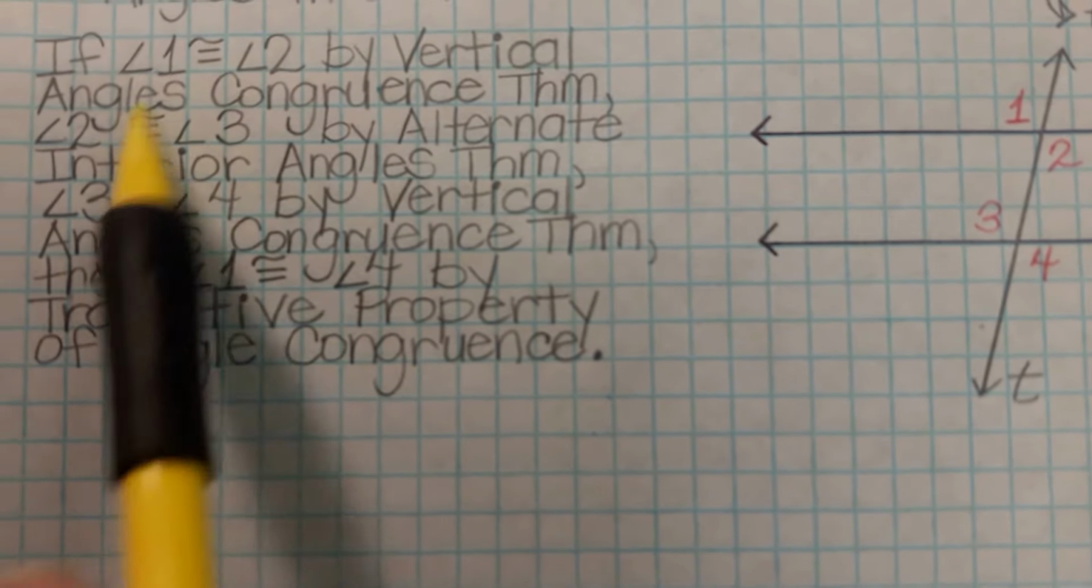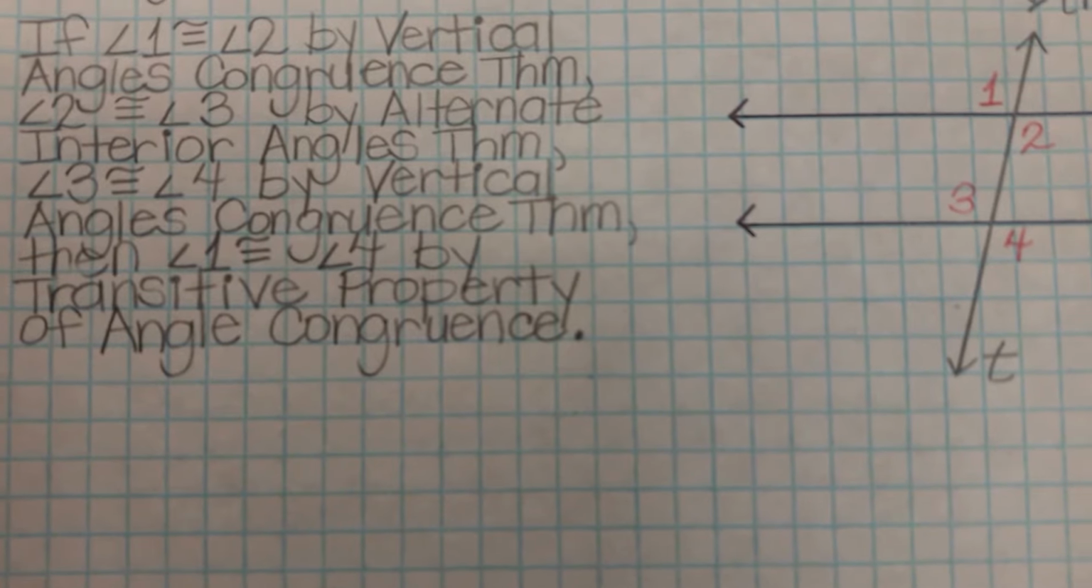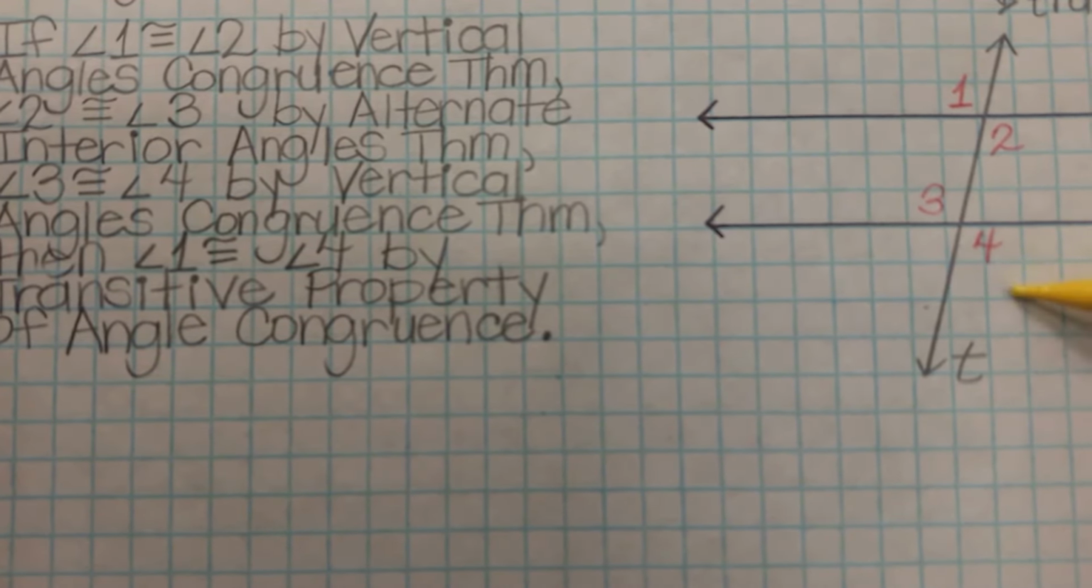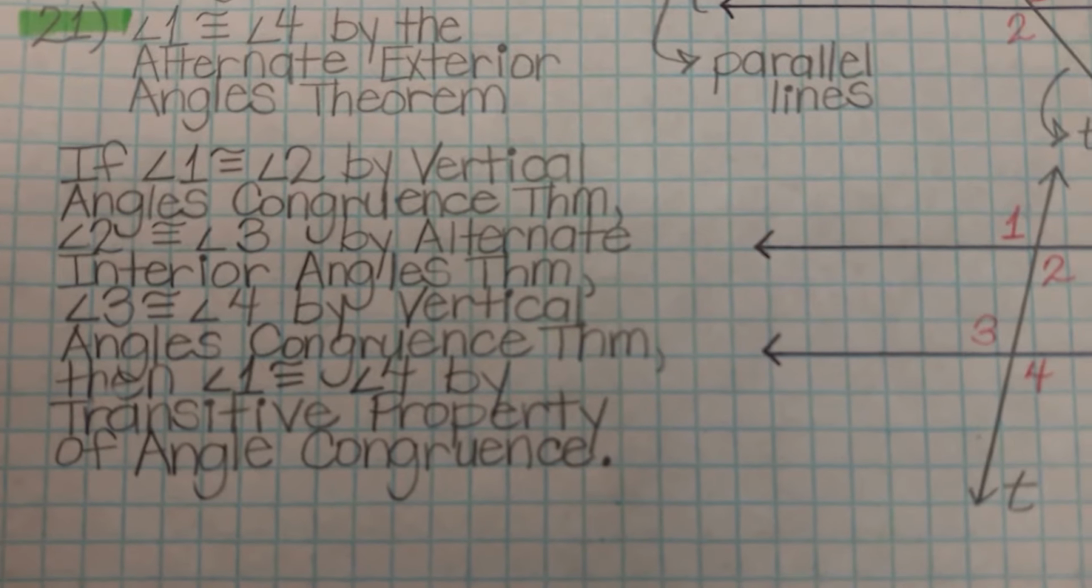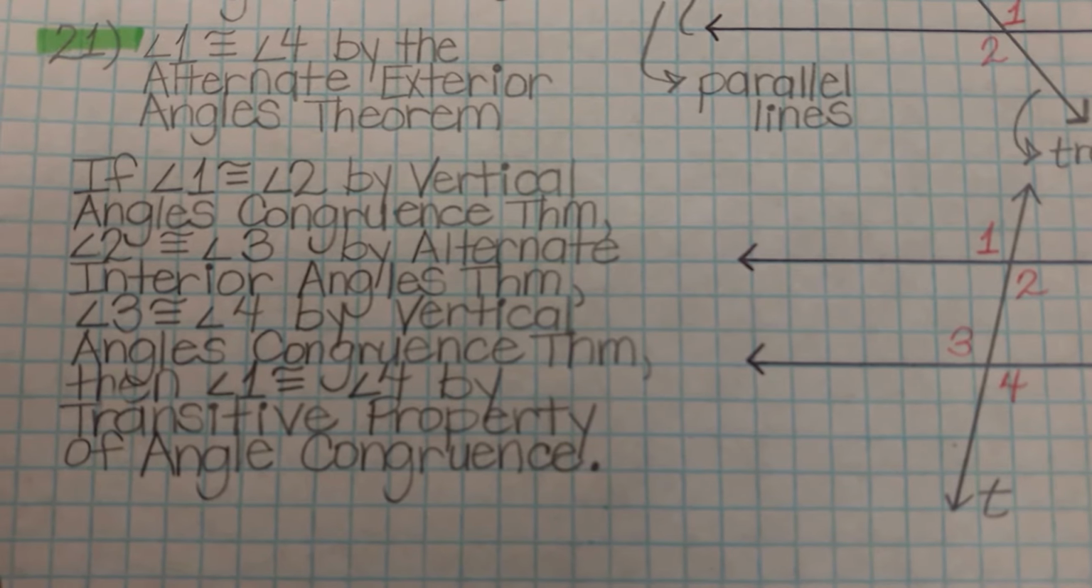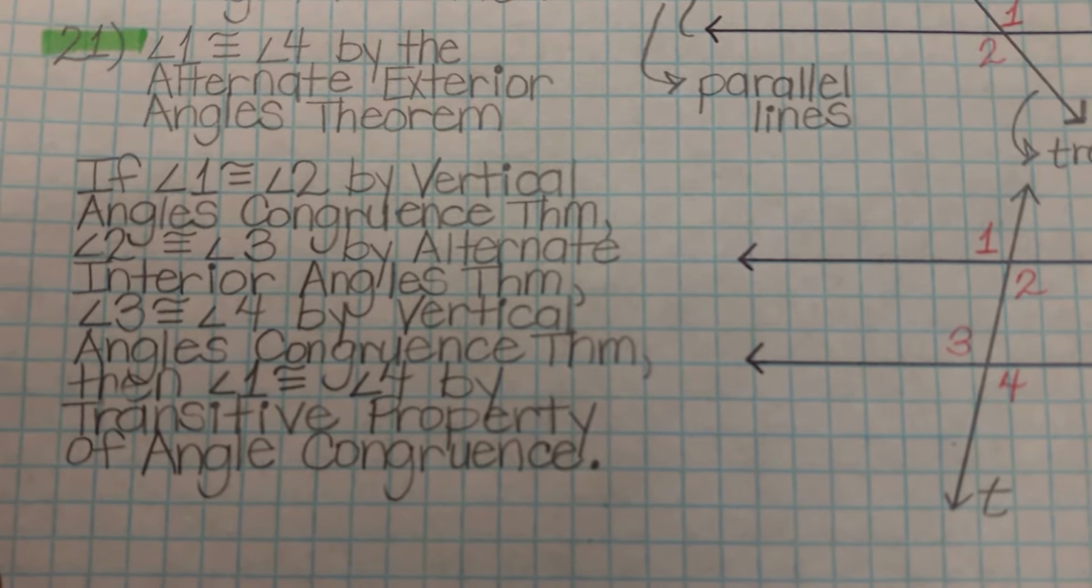And that's what we have right here in the writing. So by transitive property, I was able to conclude that angles 1 and 4 were congruent. And also by the alternate exterior angle theorem, I can say that angle 1 is congruent to angle 4.